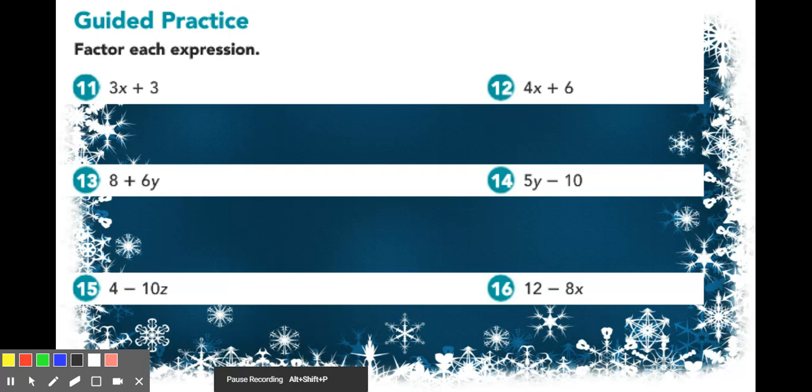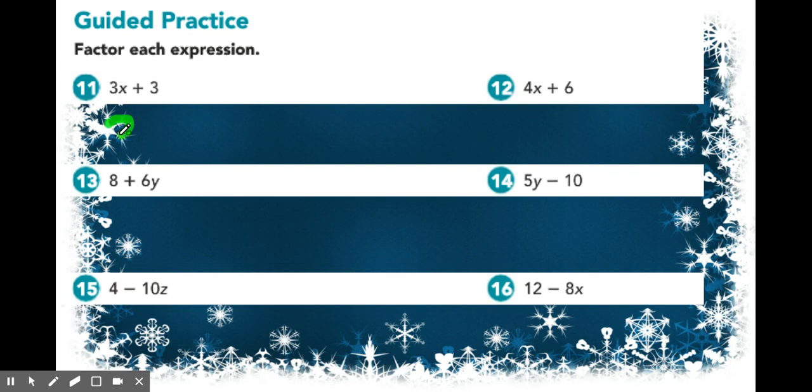So for number 11, I have 6x plus 3. I'm looking to find their greatest common factor. Since they don't have a variable in common, I'm just going to look at the coefficient and the constant. Well, what's the greatest common factor of 3 and 3? 3. And I have an addition problem. How many times does 3 go into 3x? That's 1x. How many times does 3 go into 3?